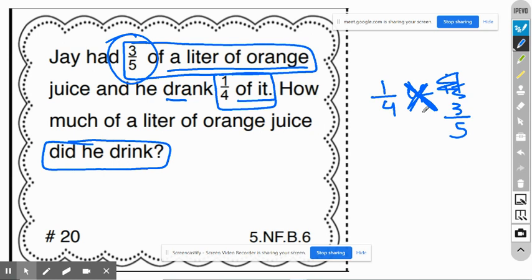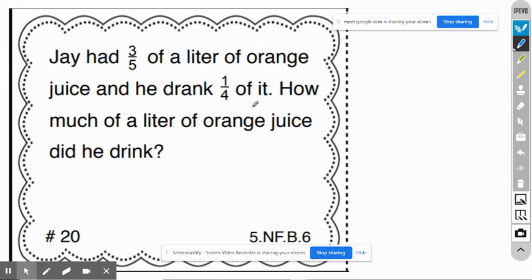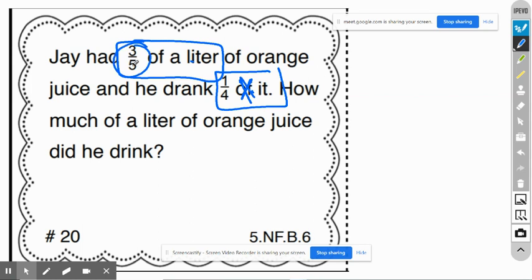So there are quite a few tips here. First tip: this says "of a liter," and here it says 1/4 of it. You don't see the word liter here. When you see liter and liter, subtract in that case for the problem. Here it doesn't say liter in both. It just says "of it." So you multiply by this number.